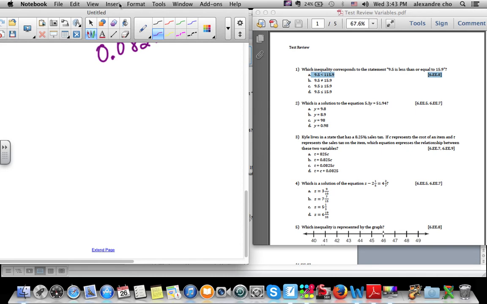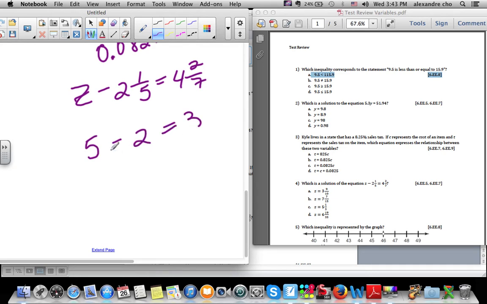Number 4, which is the solution to the equation. Now, here we have z minus 2 1/2 equals 4 and 2/7. Let me just take a second here and do a simple equation. Let me change the numbers to 5 minus 2 equals 3. Now, that's a bad example. Let's say 6. 6 minus 2 equals not 3 but 4.